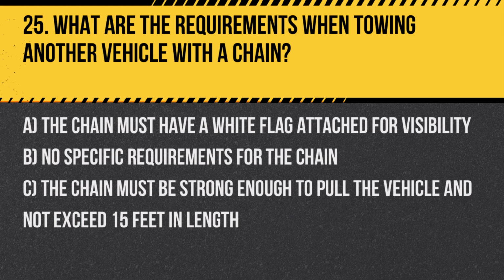Question 25. What are the requirements when towing another vehicle with a chain? A. The chain must have a white flag attached for visibility. B. No specific requirements for the chain. C. The chain must be strong enough to pull the vehicle and not exceed 15 feet in length.